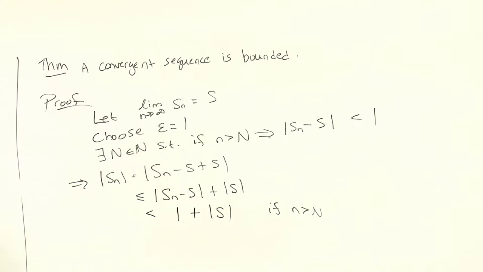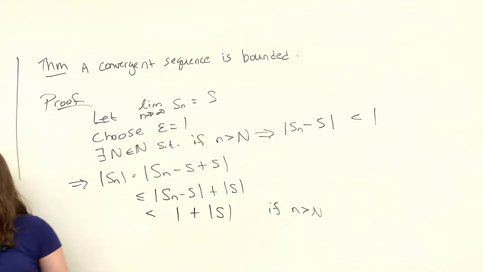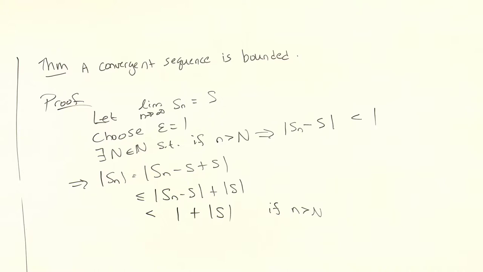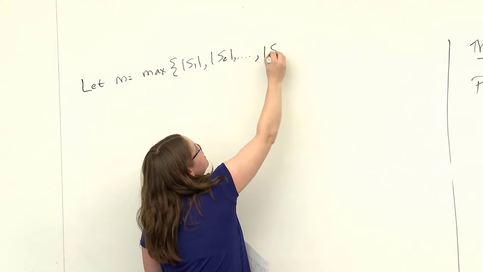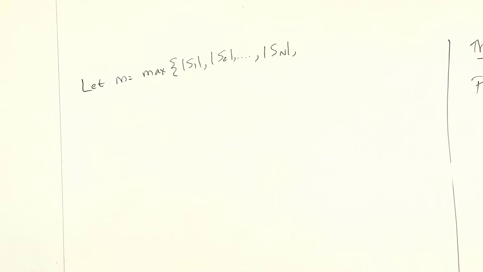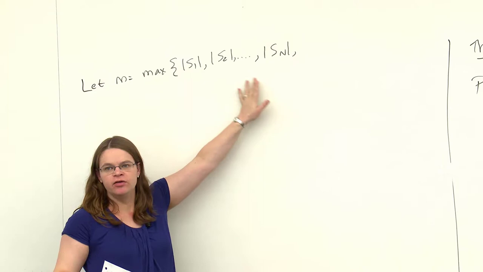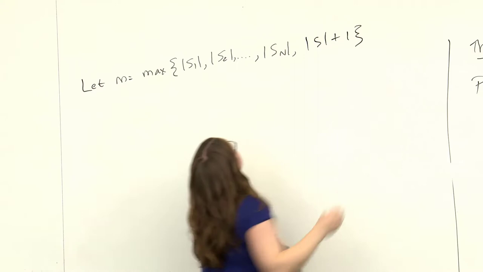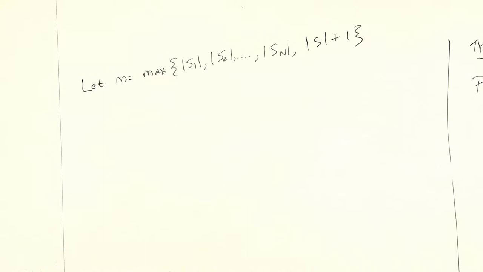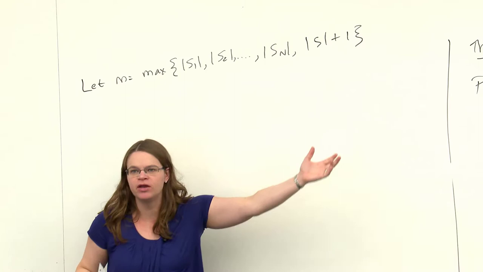Now we just have to combine it with whatever the sequence does for small values of n. So let M equal the maximum of all of these things, of s1, s2, all the way up to s capital N. So we know if Sn is small, it's going to be equal to one of these values, so it's going to be less than the maximum of all these values. And if Sn is big, it's going to be less than this, so I'll throw this in. Okay, here we have a maximum, because there's only finitely many things in here. One of them is bigger than the rest.